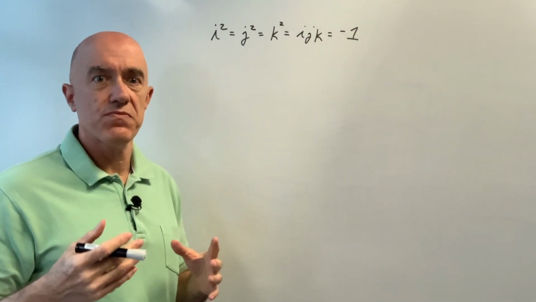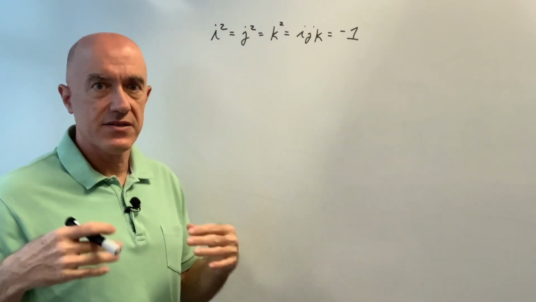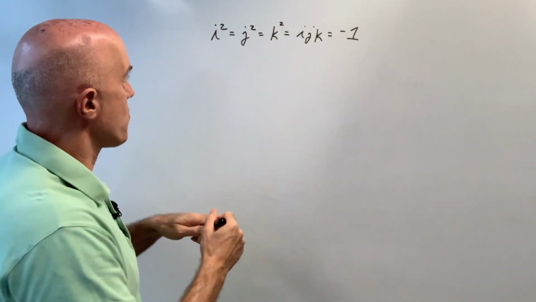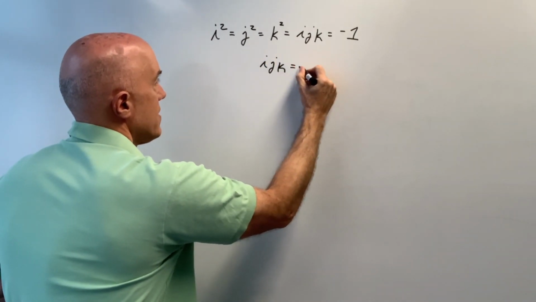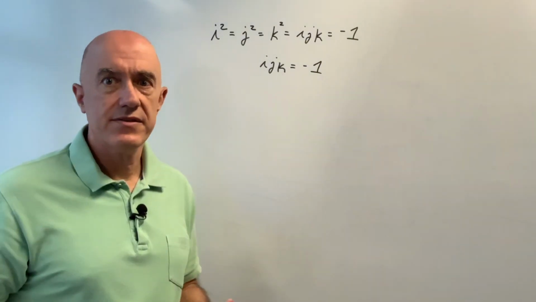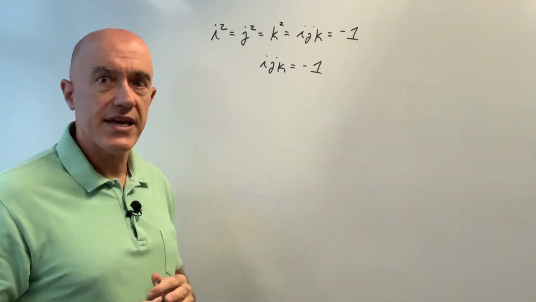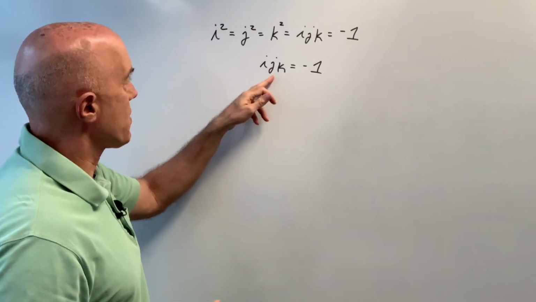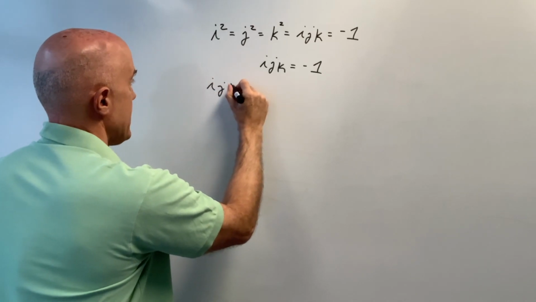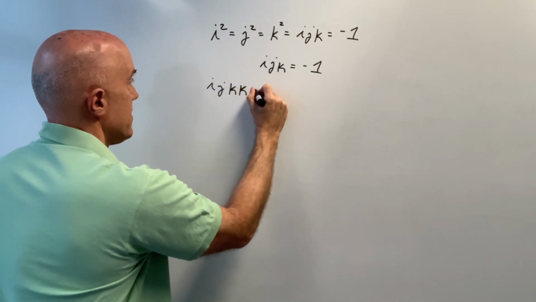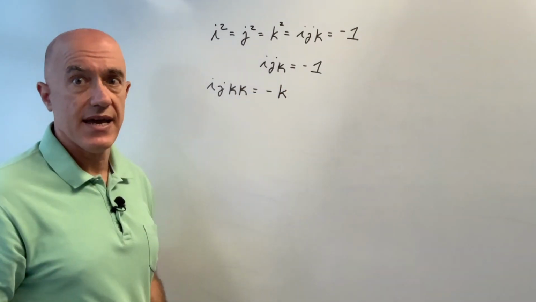We're going to assume multiplication is associative, but we will not assume that it's commutative. So we start with ijk equals -1. We don't need parentheses because it's associative. To determine what ij is equal to, we can multiply on the right by k. So we end up with ijk times k. And we multiply -1 by k, and we end up with -k.